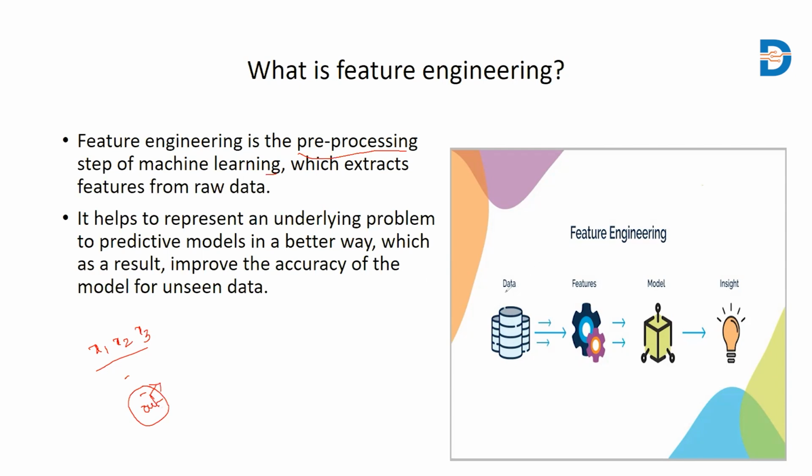If you see the diagram, here we have data. We select the features and do the feature engineering. We apply the techniques here to pre-process the data. Then we build the model and get the insight. So it is mandatory to do the feature engineering or pre-processing so that our model accuracy will increase. Okay, this is what feature engineering is. Now we'll see some techniques of feature engineering.